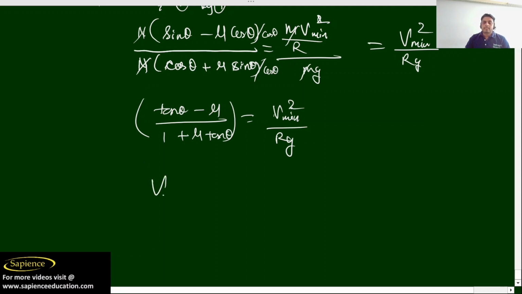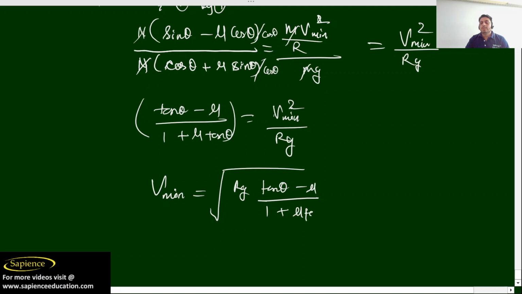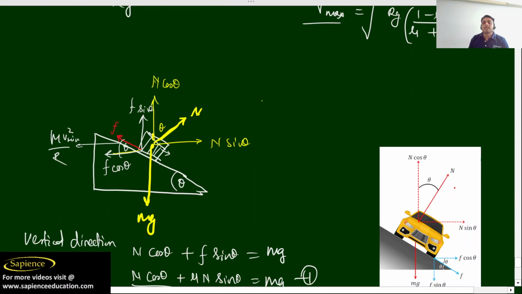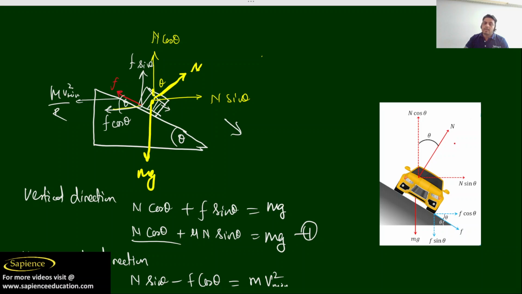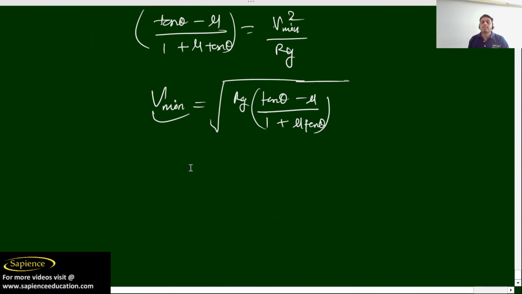Now v minimum is equal to root under rg times tan theta minus mu divided by 1 plus mu tan theta. This is the minimum value of velocity up to which the car will move safely. Otherwise, the car will try to come down. In the above case the car will skid, but here the car will come down if the velocity is less than the calculated value.